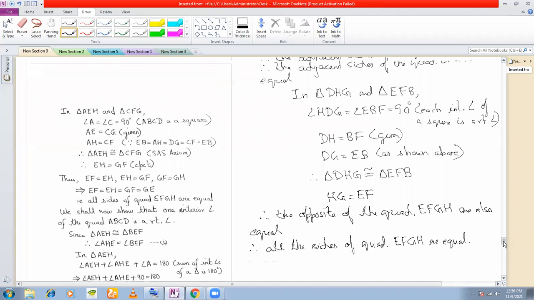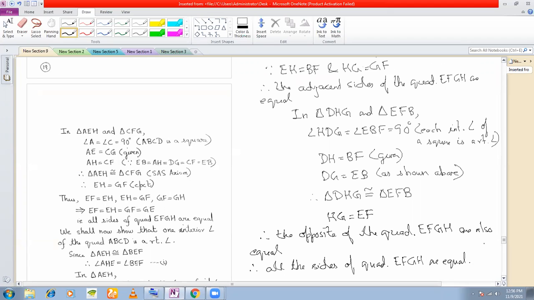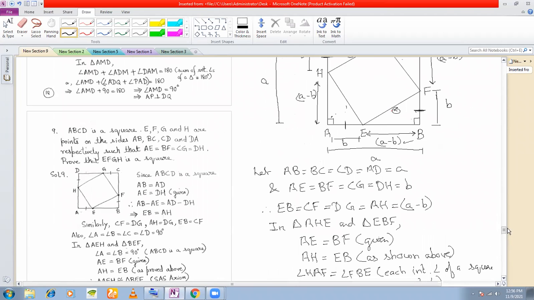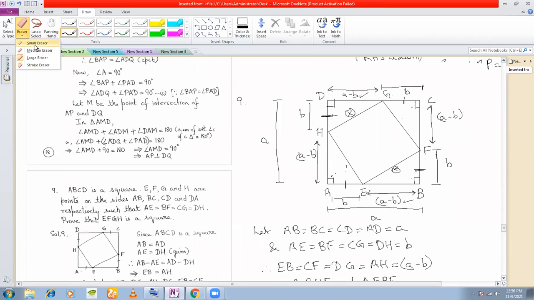Is it sufficient to show all the sides are equal to say it is a square, or anything else that is required? I mentioned to you in the beginning. What else is required? Sir, interior angles are 90 degrees. Interior angle. That part is left. So now I simply have to show that interior angles of this quadrilateral are also 90 degrees.